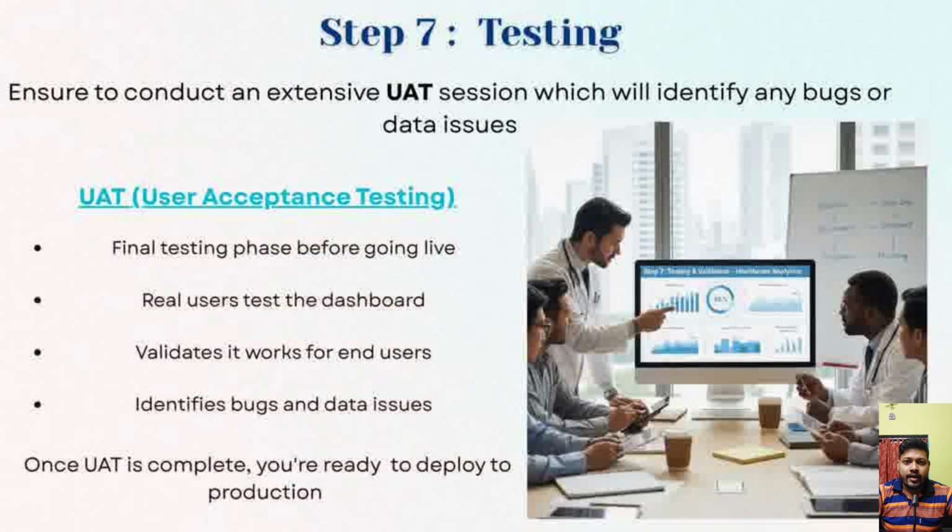Step 7 involves extensive user acceptance testing, or UAT. This is the final testing phase before going live, where real users test the dashboard, validate that it works for end users, and identify any bugs or data issues. Once UAT is complete, we are ready to deploy to production.